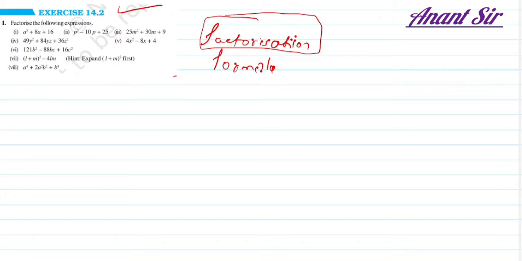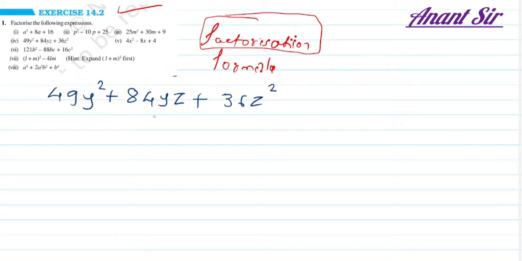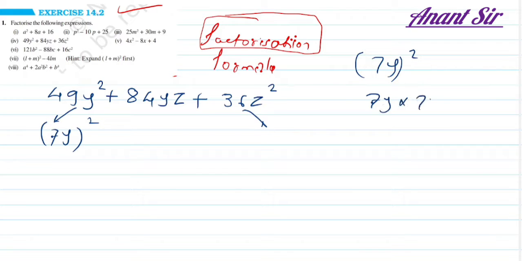Is it a similar one? Let's see. So it is 49y square plus 84yz plus 36z square. So check whether this first term is the square of any number. Yes, it is the square of 7y. See, 7y square means 7y into 7y. 7 sevens are 49 and y raised to power 1, here also y raised to power 1, so it becomes y square.